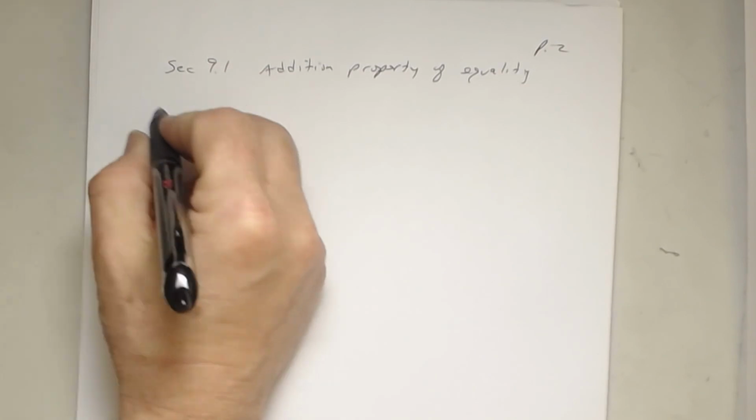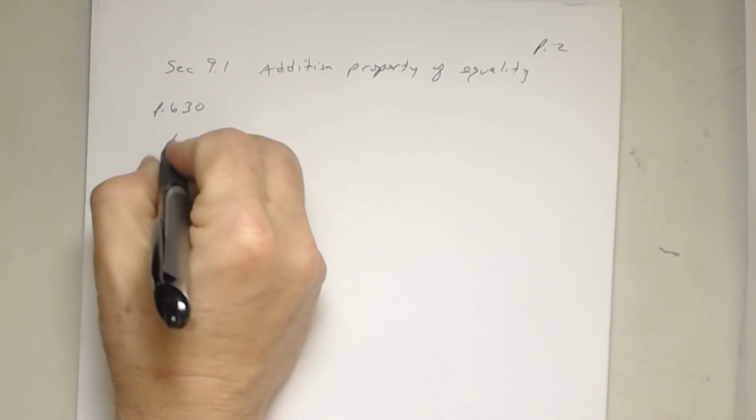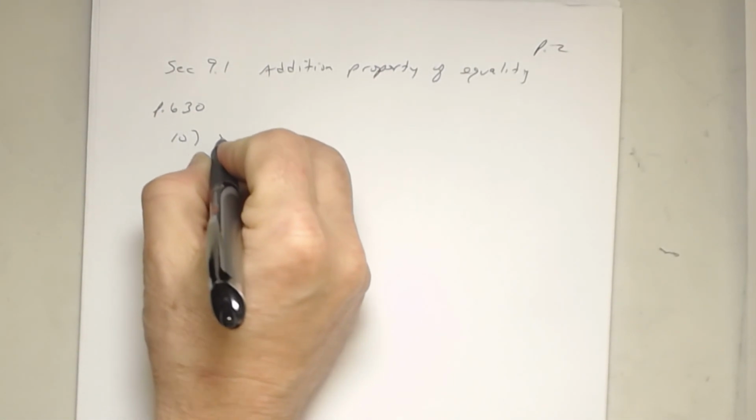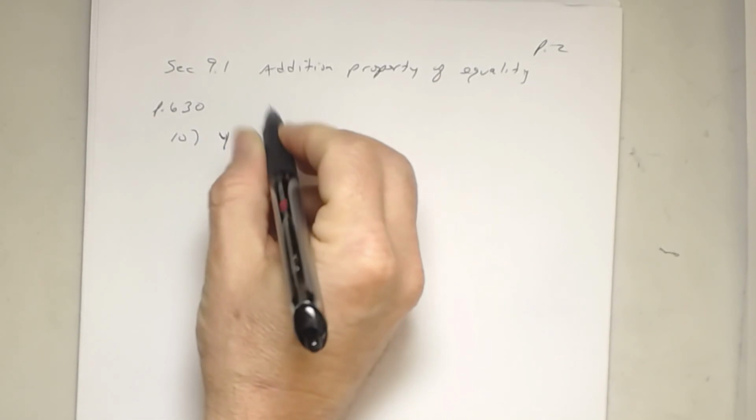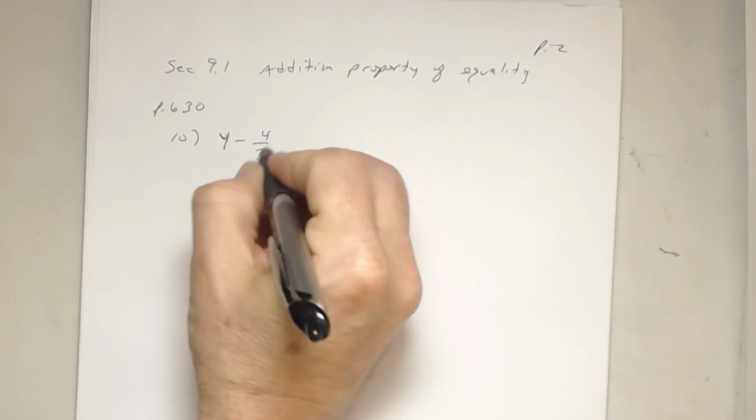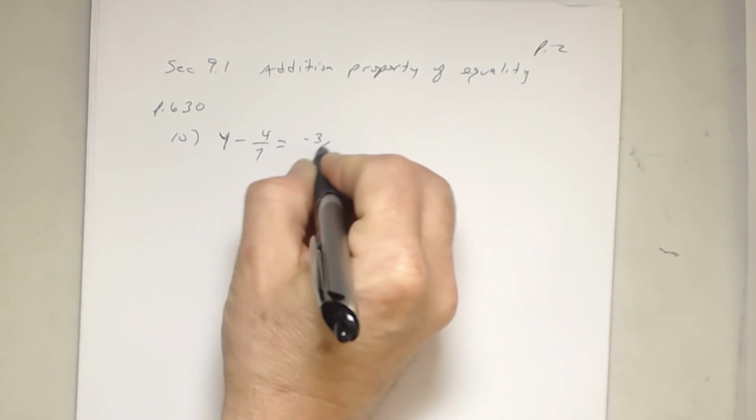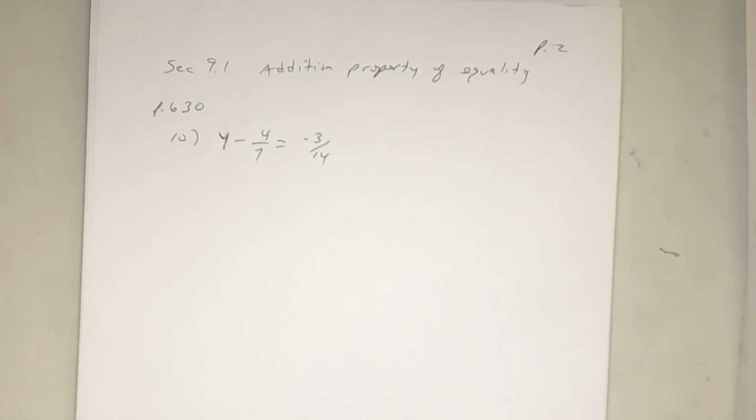Let's see, this is on page 630. All right, so this is going to be number 10. Okay, you have y subtract 4/7 equals a negative 3/14. Y subtract 4/7 equals a negative 3/14.